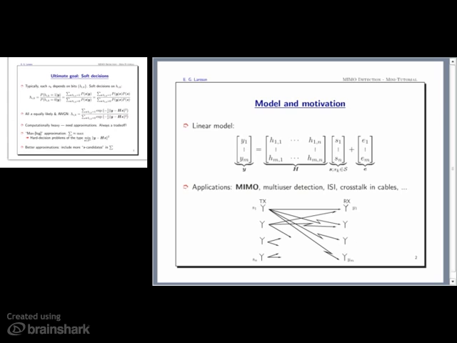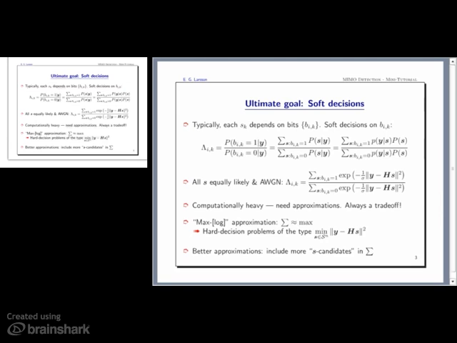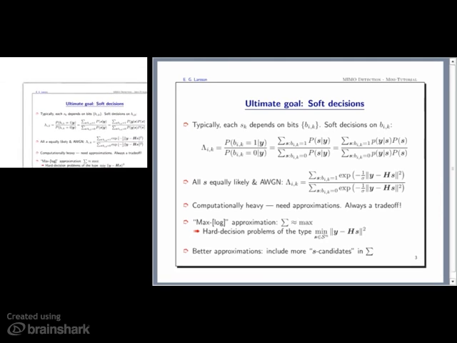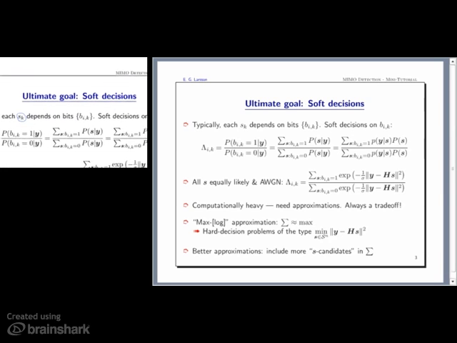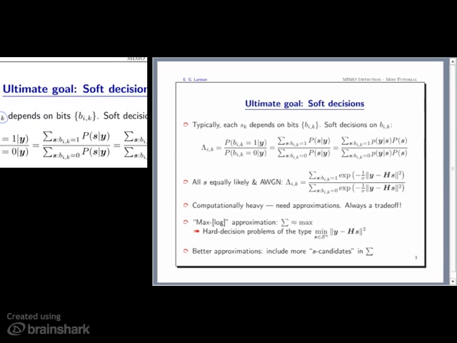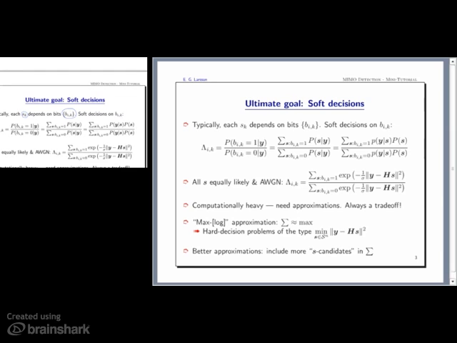So the problem of interest is that we observe this vector y and we would like to draw conclusions on the transmitted vector S. Typically, each one of the elements in this vector S, so these symbols sk, each such symbol depends on a number of bits. And we're going to call these bits b_ik. So for symbol k, the bits are b_ik. Usually the ultimate goal of MIMO detection is to make inference on the individual bits b_ik.